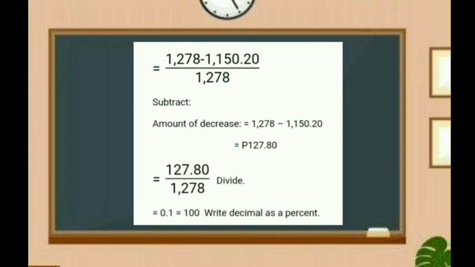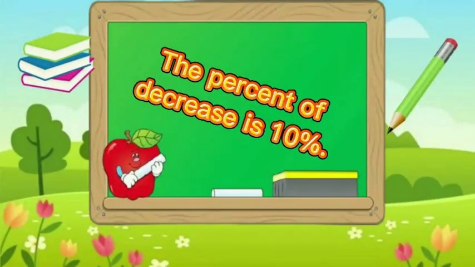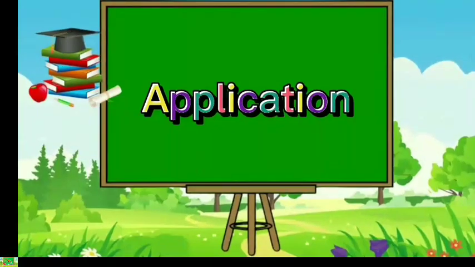1,278 minus 1,150.20 is equal to 127.80. And then, we need to divide. 127.80 divided by 1,278 is equal to 0.1. Then we need to multiply it by 100 to convert it to percentage. You will get the answer, and the percent of decrease is 10%. Application.